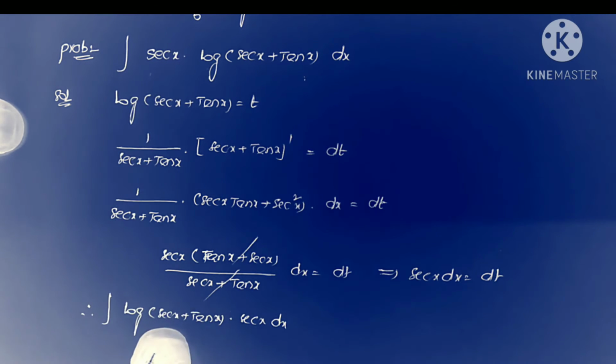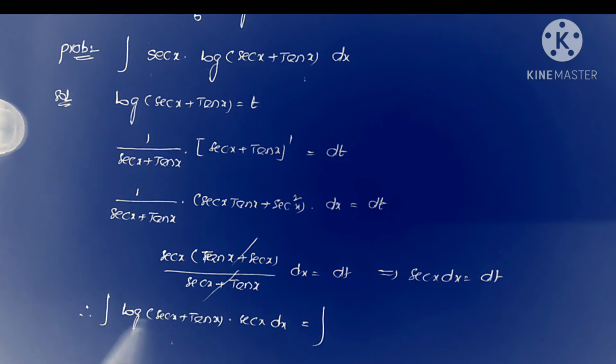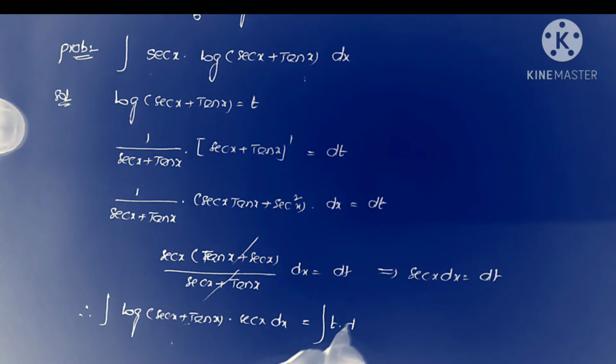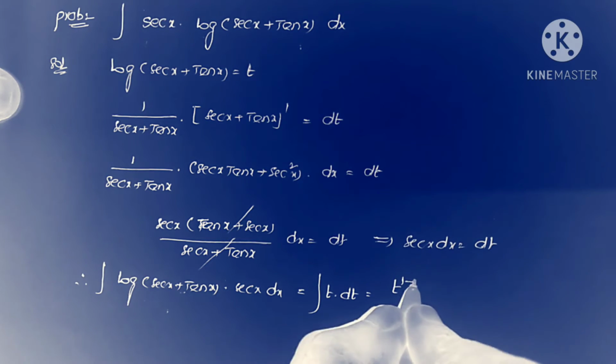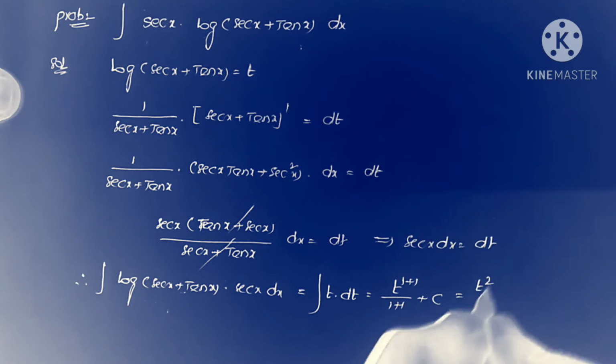What is remaining after this term? We take secant x. Integral of secant x dx is equal to log of secant x plus tan x. What is that value? t. So t into secant x dx. What is secant x dx? dt. Now this is in the form of t power 1. What is the integration? t power 1 plus 1 by 1 plus 1 plus c. That is t square by 2.